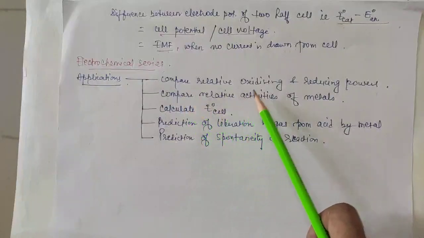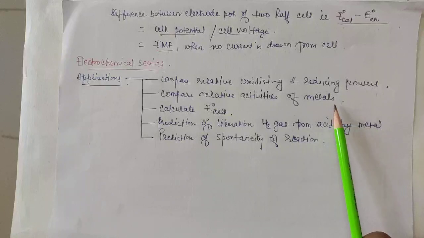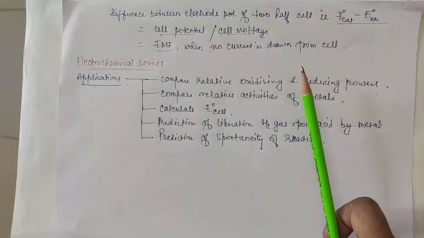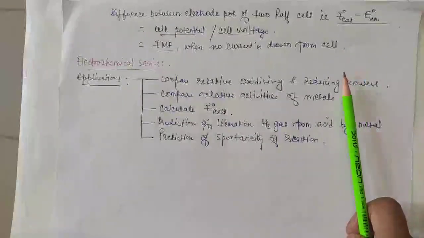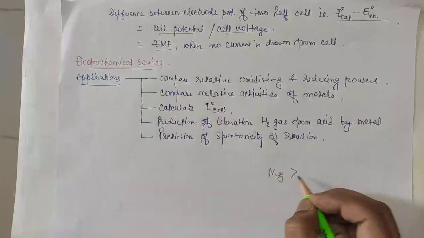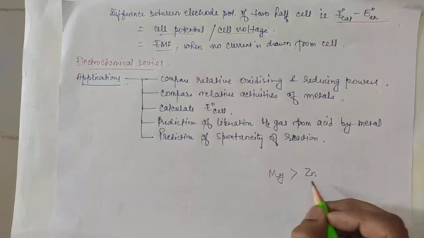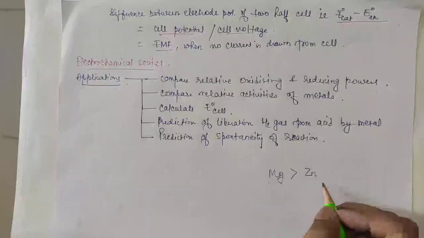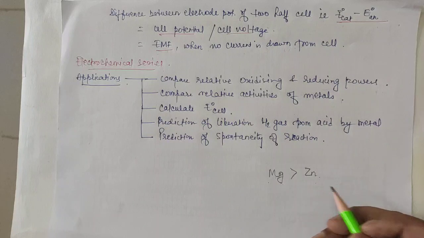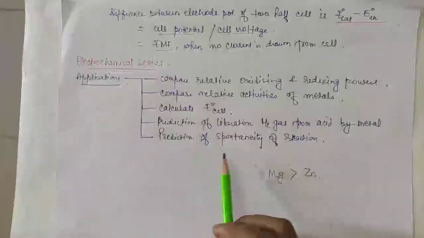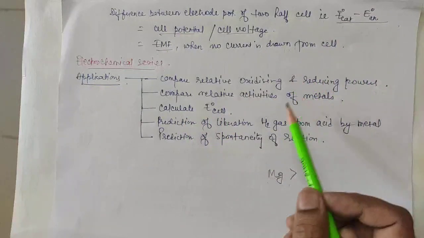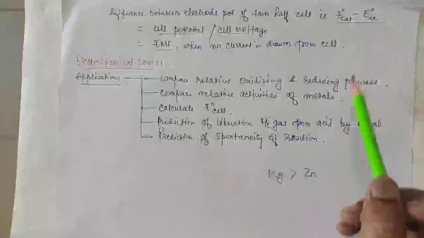We can also compare the relative activities of metals, like magnesium, zinc, iron, copper, silver. For example, if we take magnesium and zinc, magnesium is more active than zinc. That means this metal can displace the other metal from its salt solution. We can also calculate the standard EMF of the cell by using this relation: E naught cell is equal to E naught cathode minus E naught anode.